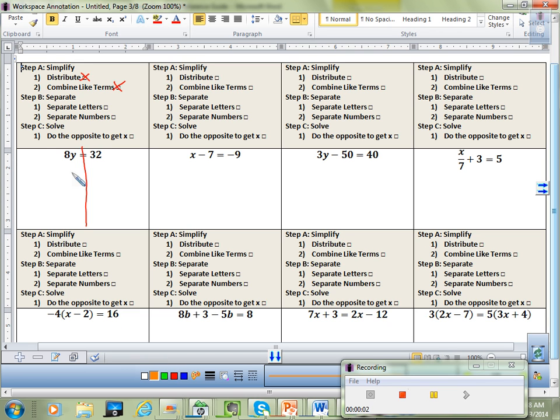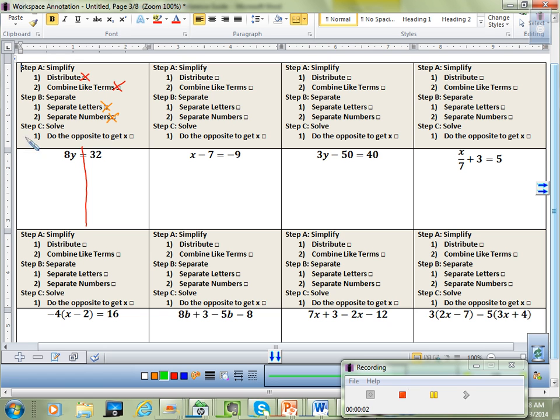Do I need to get variables on one side? No. There's no variables on the right. It's already on one side. So I don't need to do that step. Do I need to get constants on the separate side? No. It's already on the right. So this must be the step that we need to do.